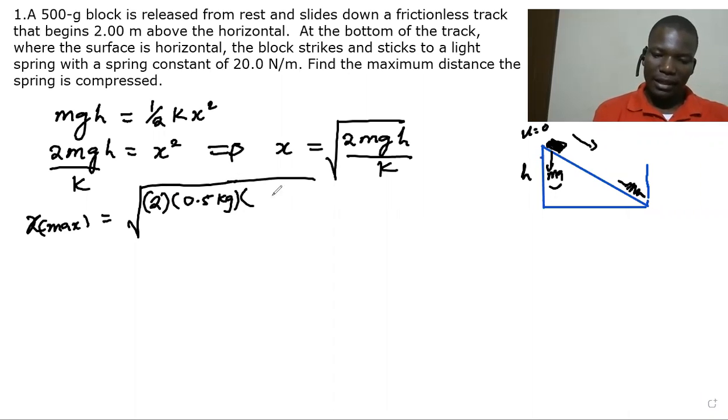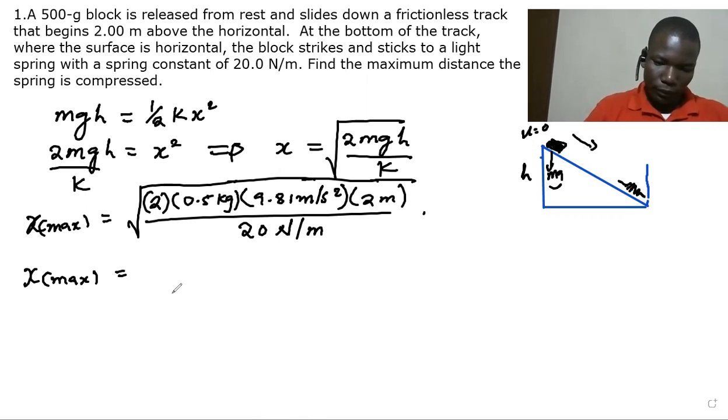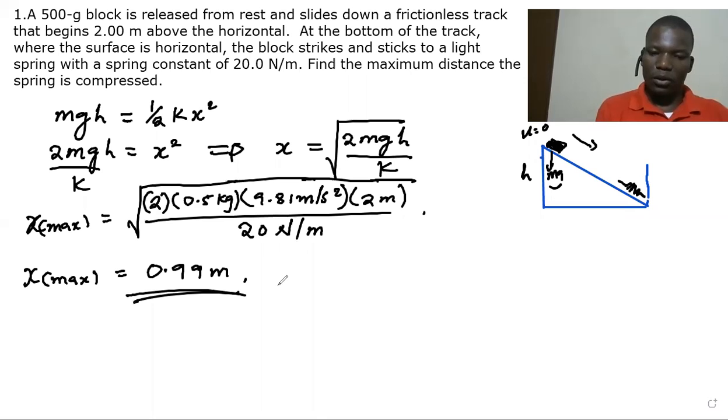Then we multiply by the gravitational acceleration, 9.81 meters per square second. And then we multiply by the height, which is 2 meters. And we divide by the spring constant we've been given in the question. So the distance the spring is compressed is going to be 0.99 meters. So this is going to be the distance that the spring is going to be compressed.